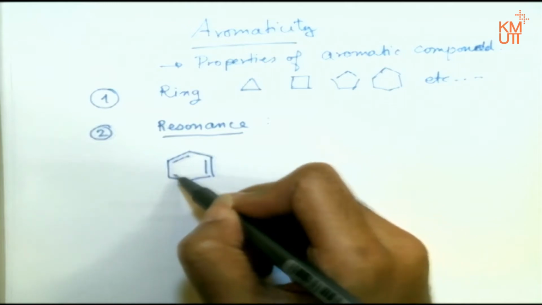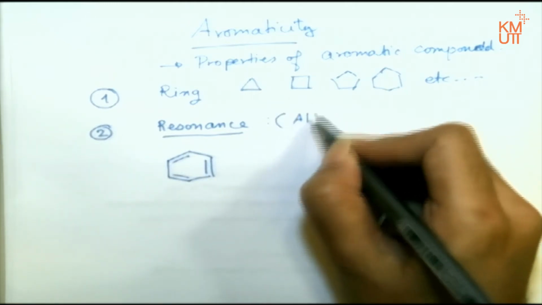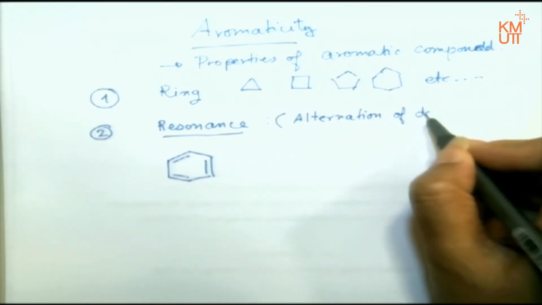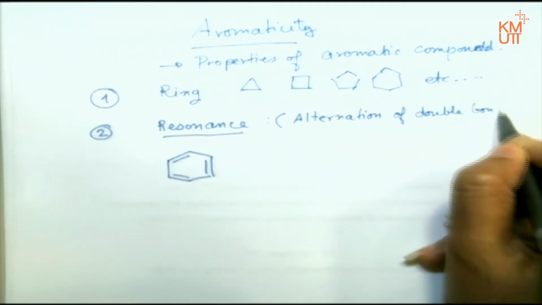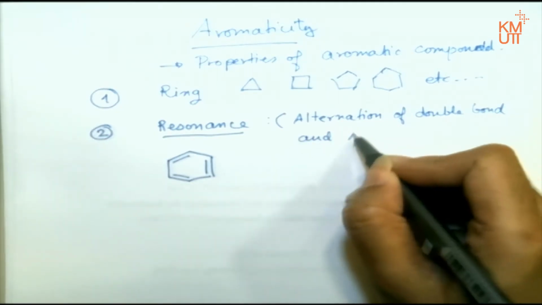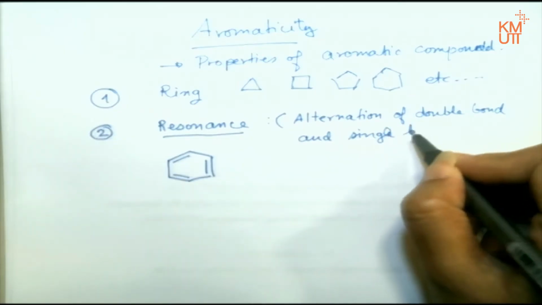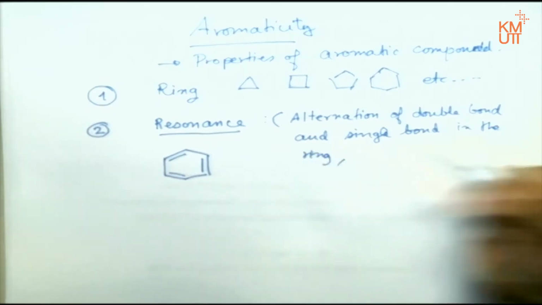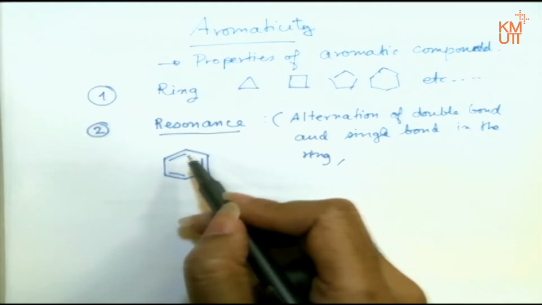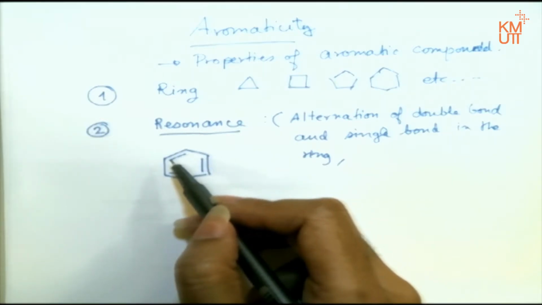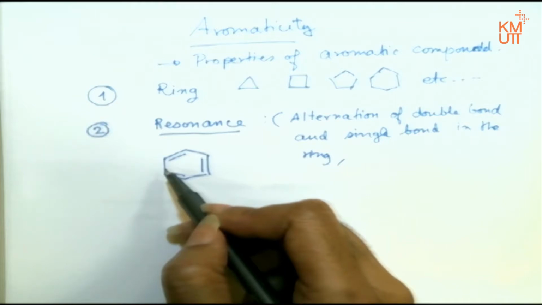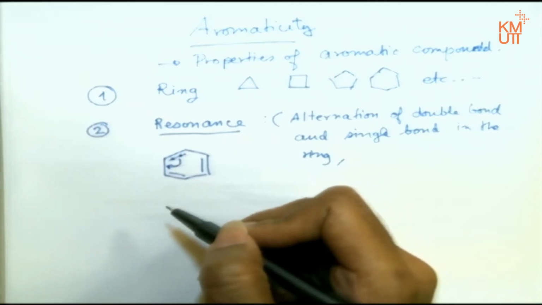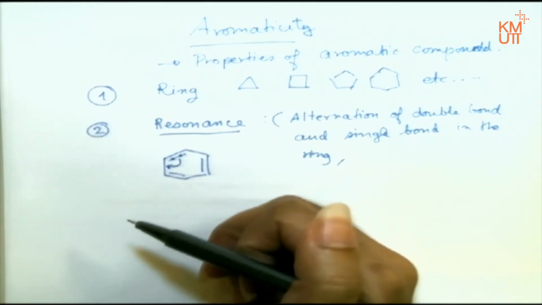You have alternation between double bond and single bond. So when you have alternation of double bond and single bond in the ring, okay? Resonance means the double bond can move to the next single bond. So this happens. So we just move two electrons of the double bond.